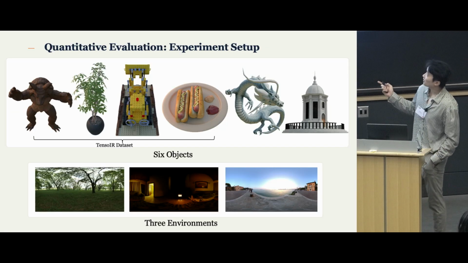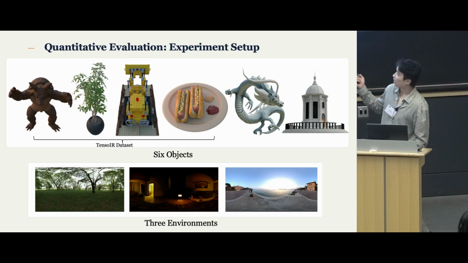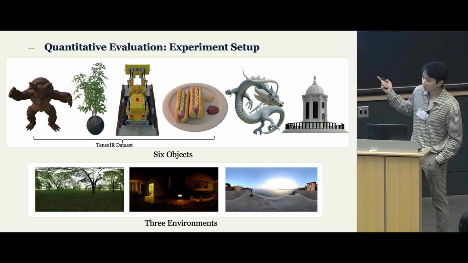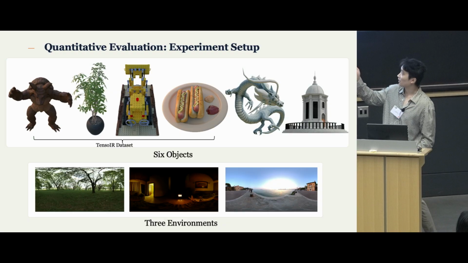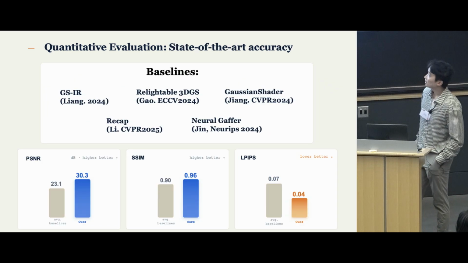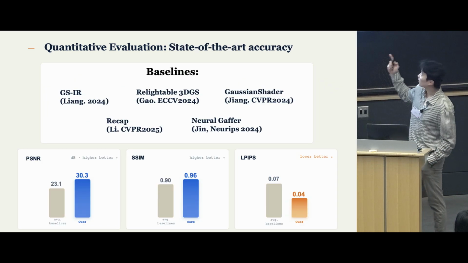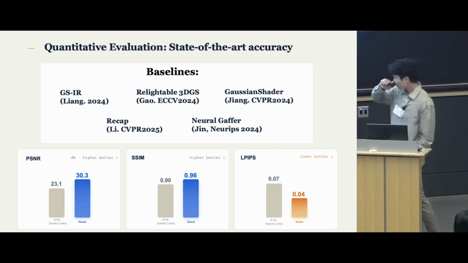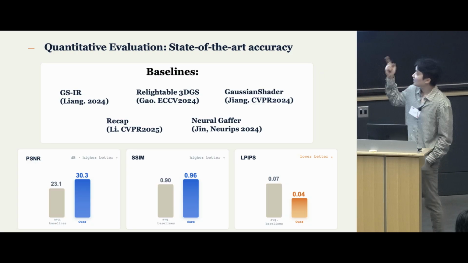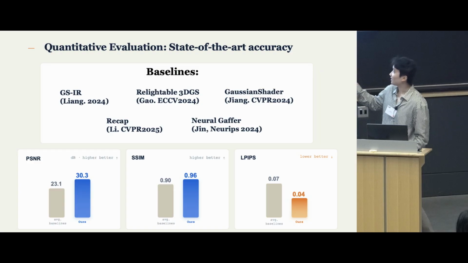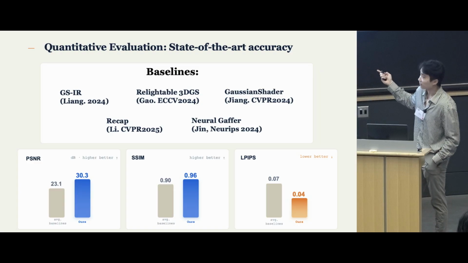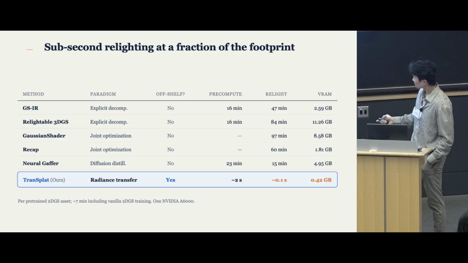So for the experiment here, we use 6 objects across 3 environments. We use primarily the TensoIR dataset, which is a very standard relighting dataset to benchmark. We compare with these 5 baselines, and we can see that even though TransPlat is a super lightweight instant approach, it outperforms them in terms of quantitative metrics.